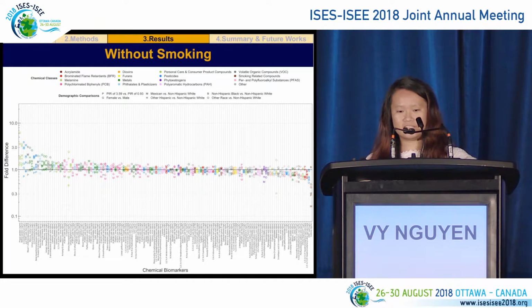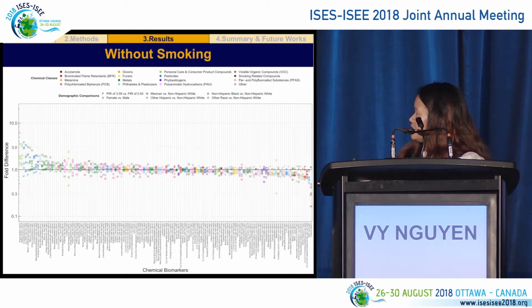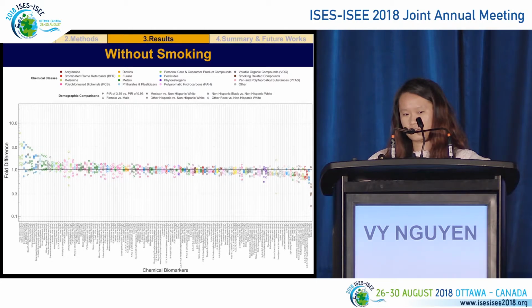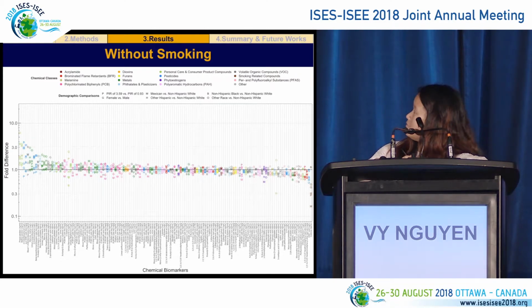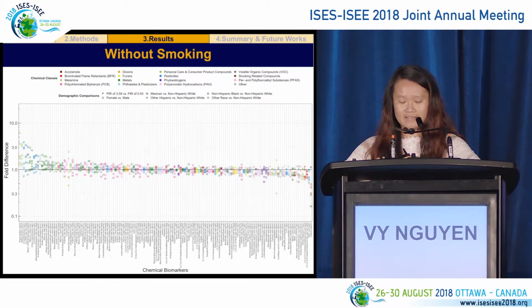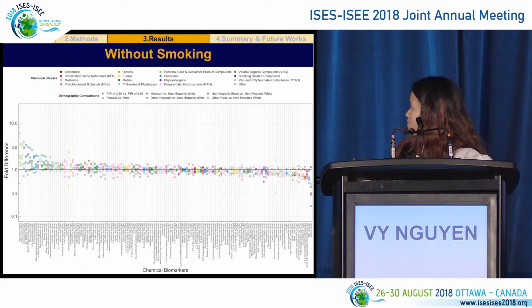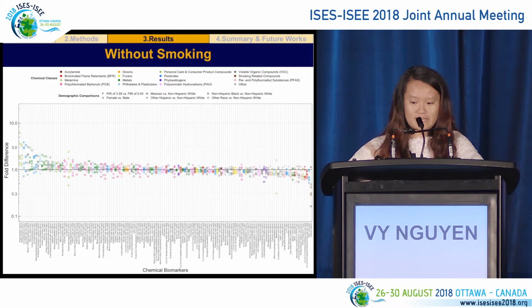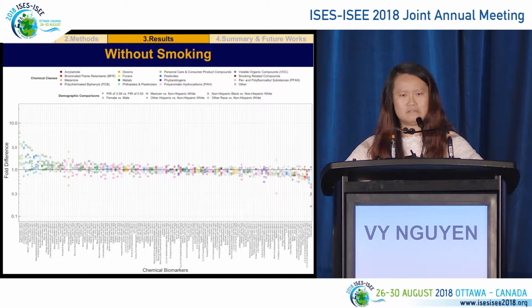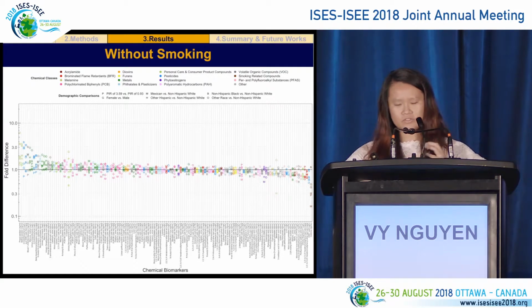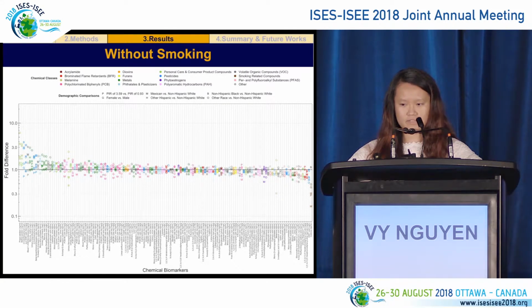So there are 3 regions here. There's one region over here. This denotes where the chemical is of higher concentration in those of higher socioeconomic status. It's also higher in females and those of Mexican, other Hispanic, Black, and other races. And then on the opposite side, these chemicals are of higher concentration in those of lower socioeconomic status, male, and in non-Hispanic white. And then in the middle here, these chemicals don't show that high disparities across these different demographic features.